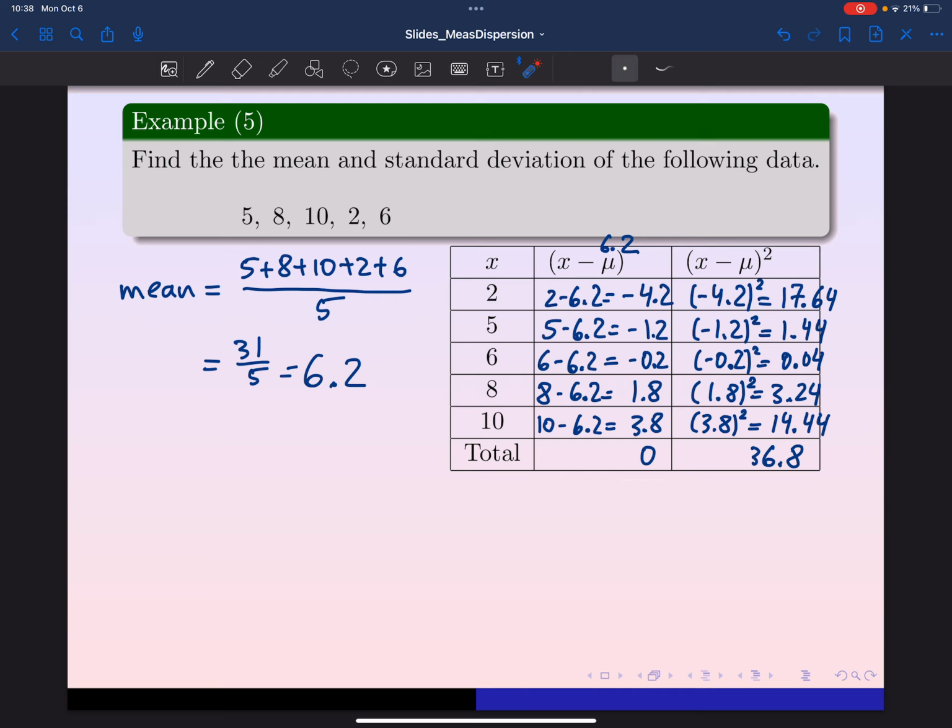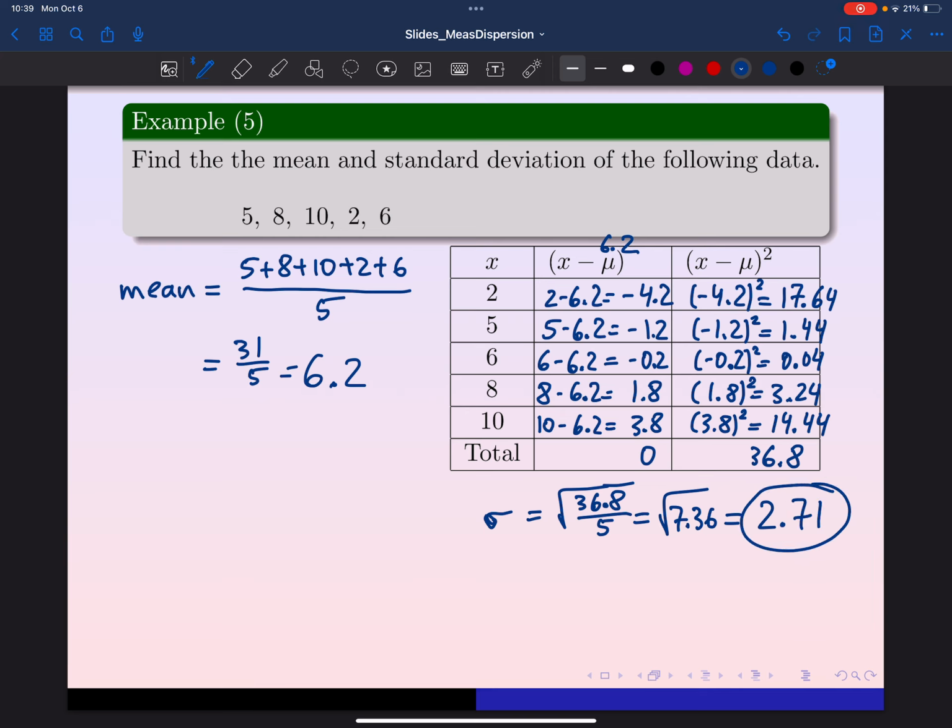So then the standard deviation would be the square root of the summation of all the values squared. So this is my 36.8 divided by how many data we have. We have 1, 2, 3, 4, 5, divided by 5. So this is square root of 7.36. So this is 2.71. This is my standard deviation for the whole data set.